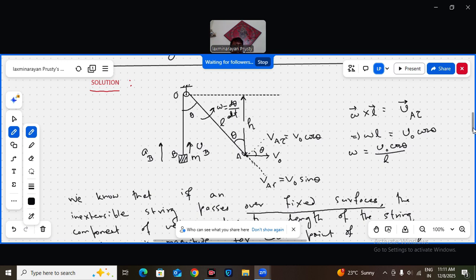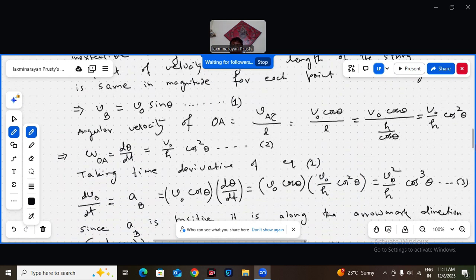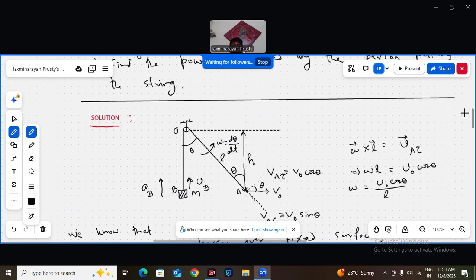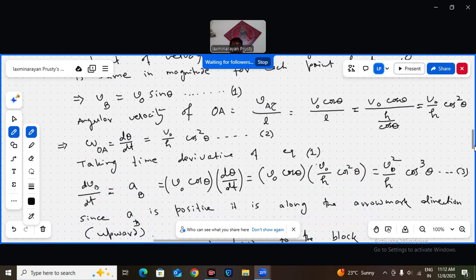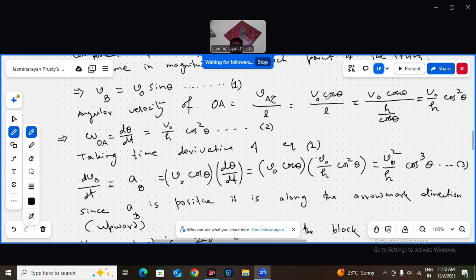And L is h by cos theta. Yes or no? You see the diagram. This is L, this is h, this is theta. So L is h by cos theta. This I have rewritten here. V naught cos theta by h by cos theta. So this is your omega, which is V naught by h cos square theta. Okay. This is omega.